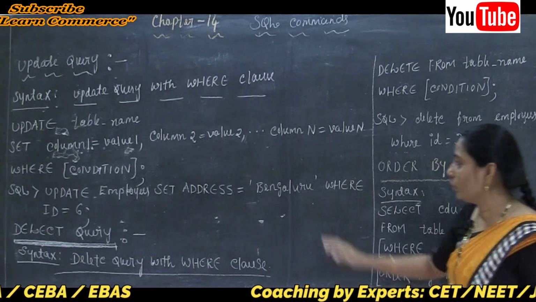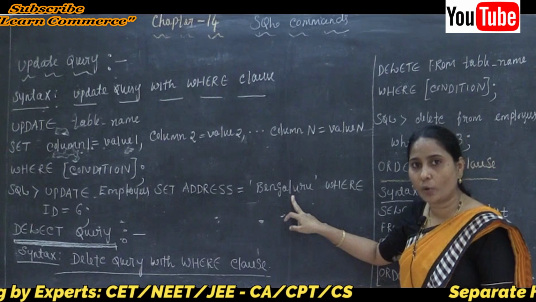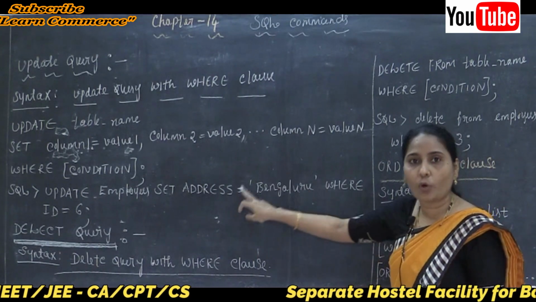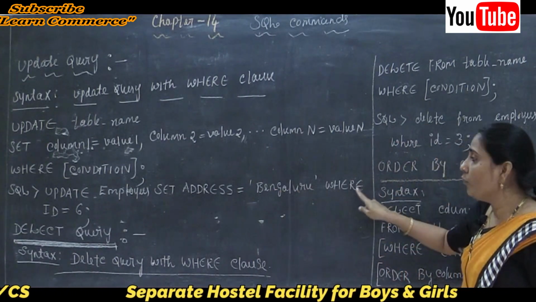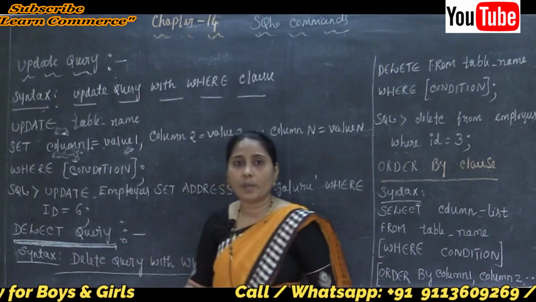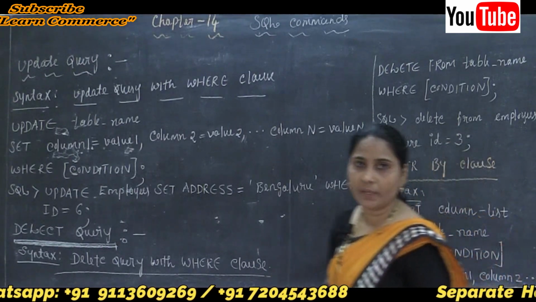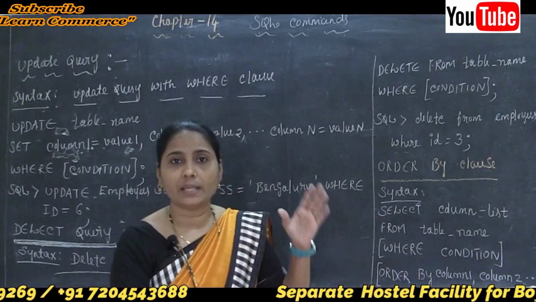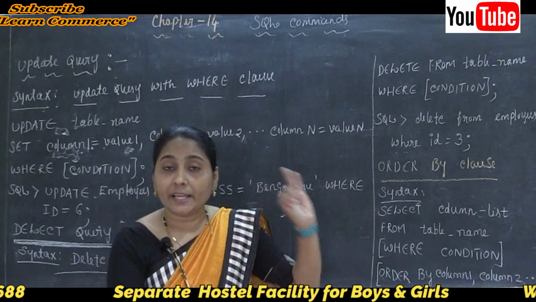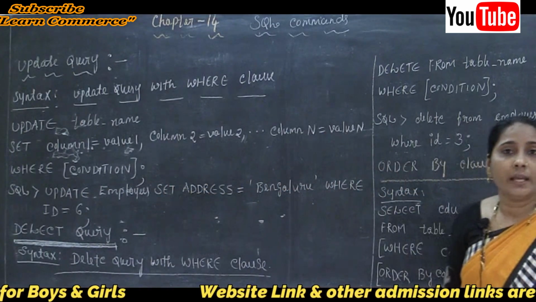Bengaluru, and we know that any group of character strings is enclosed using single quotes. So single quote, where ID is equal to 6. Is this point clear? Because we know that in our employees table there are many columns: the ID, name, age, salary, address. So I just want to make the change in one column.